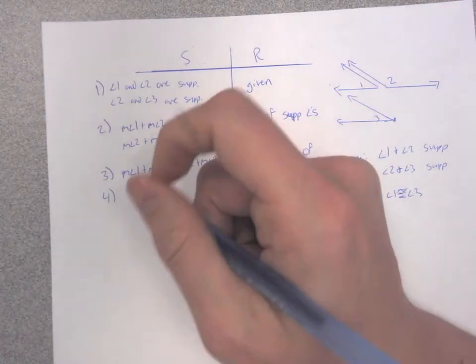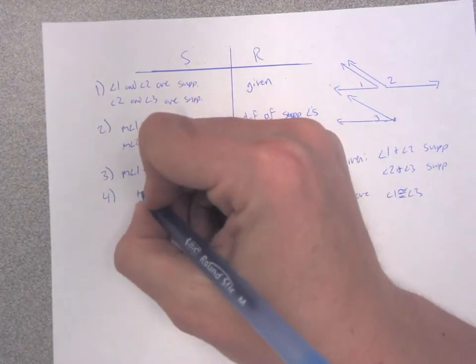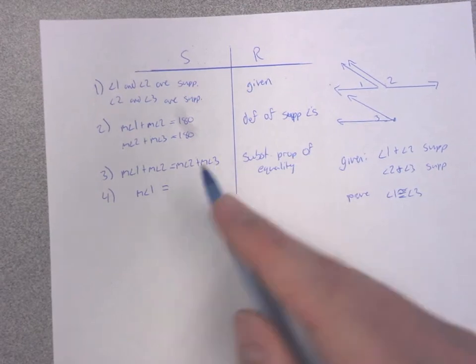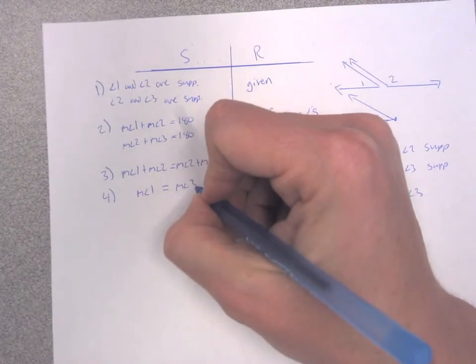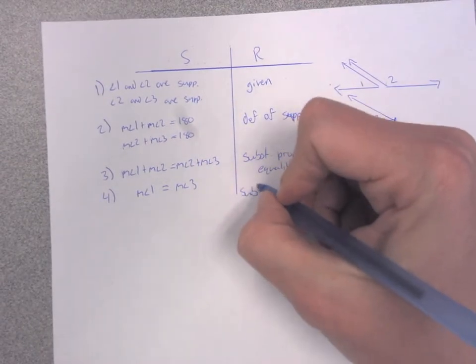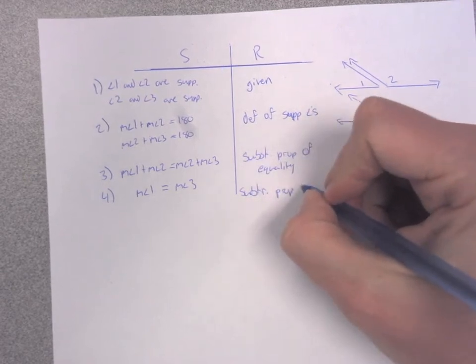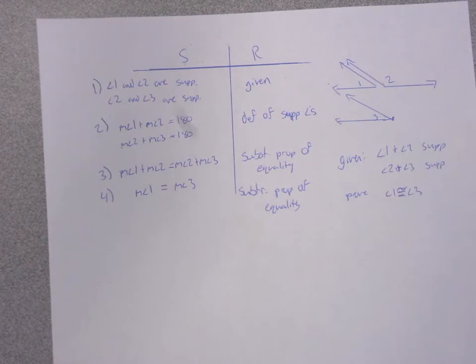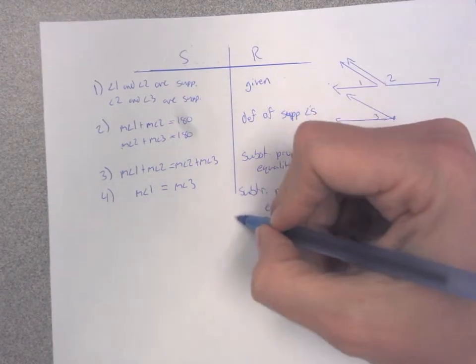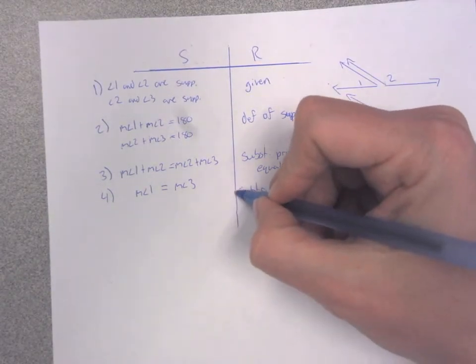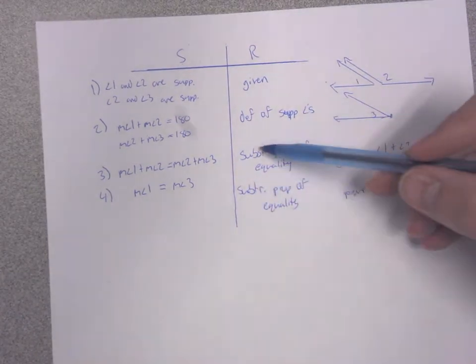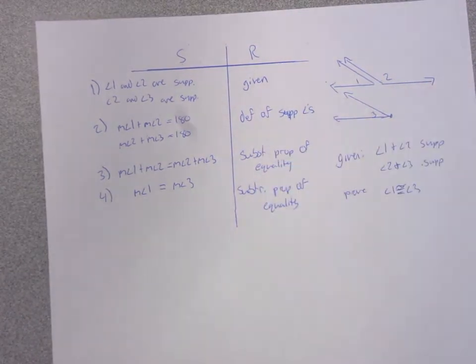So if I subtract the measure of angle 2 from the left, all I have left is measure of angle 1. If I subtract the measure of angle 2 from the right-hand side, all I'll have left is measure of angle 3. Okay, so subtraction property of equality. Notice that subtraction and substitution sound kind of the same, so when you're abbreviating, make sure you make your abbreviation long enough that you can tell whether it's subtraction or substitution.